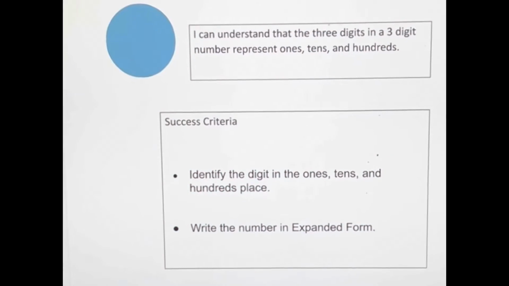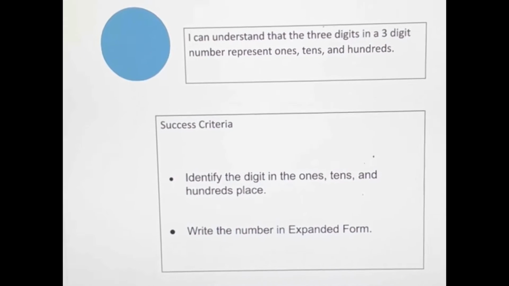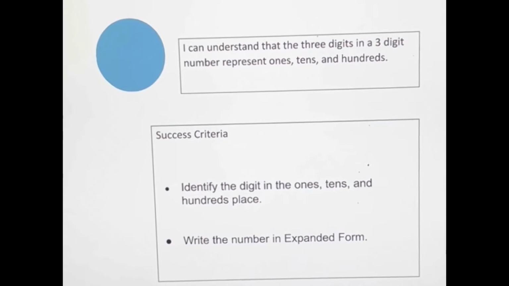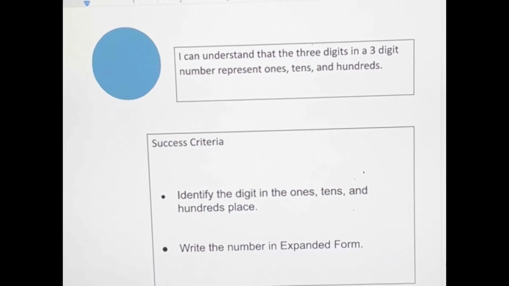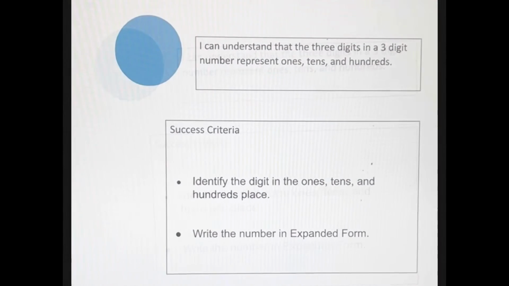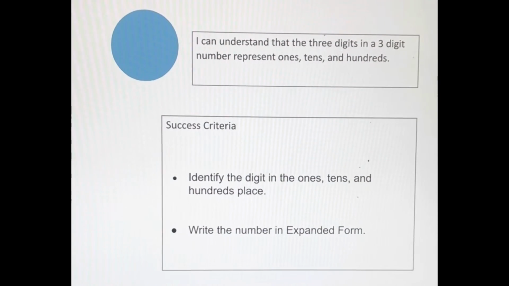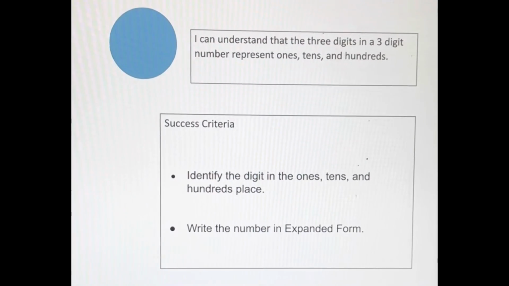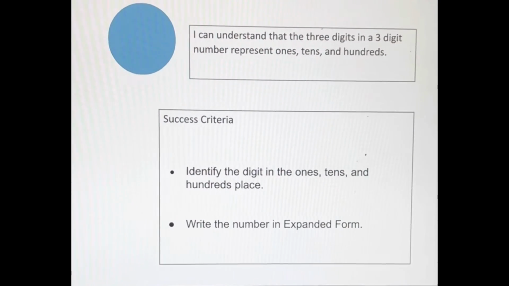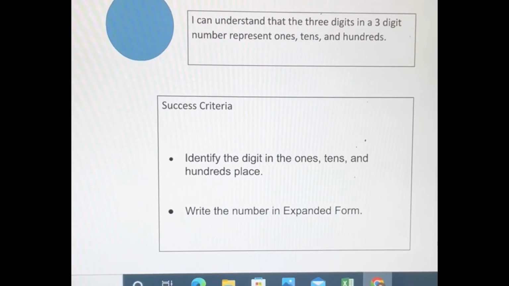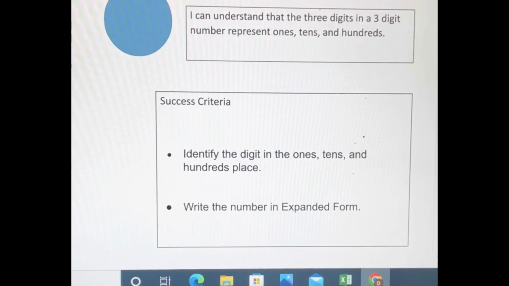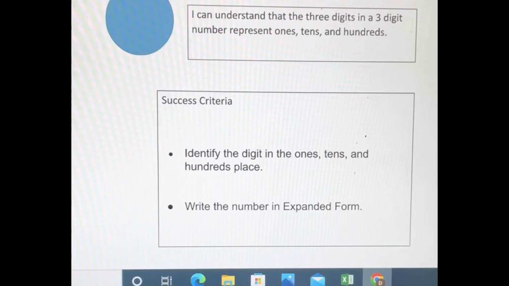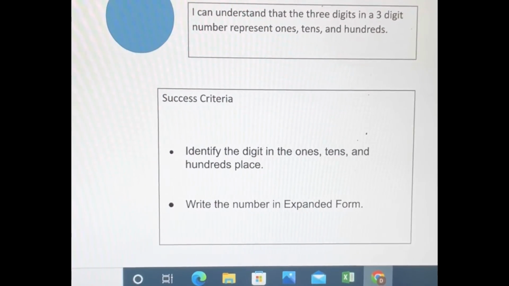The learning target of the day for Tuesday, July 12th is: I can understand that the 3 digits in a 3-digit number represent ones, tens, and hundreds. Success criteria: Identify the digit in the ones, tens, and hundreds place. Write the number in expanded form.